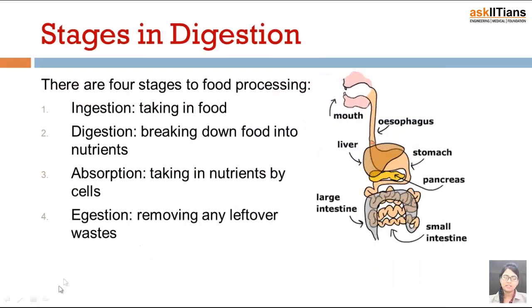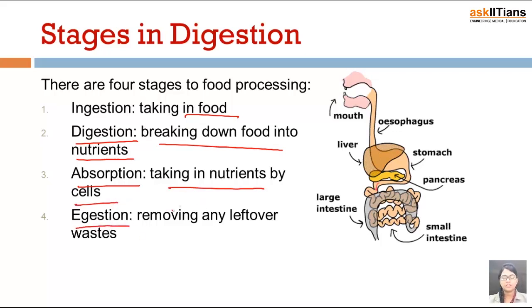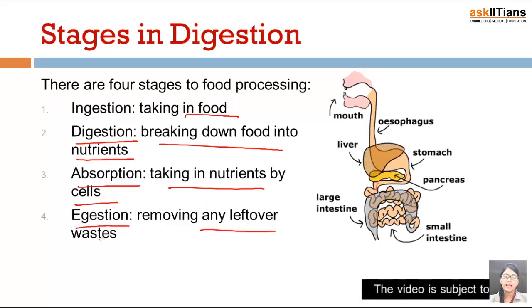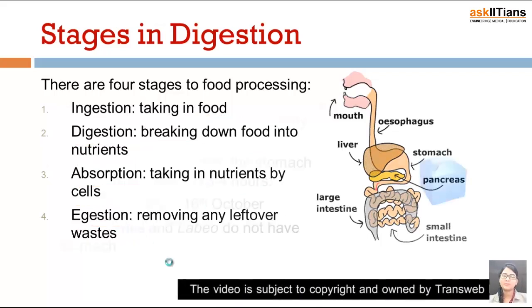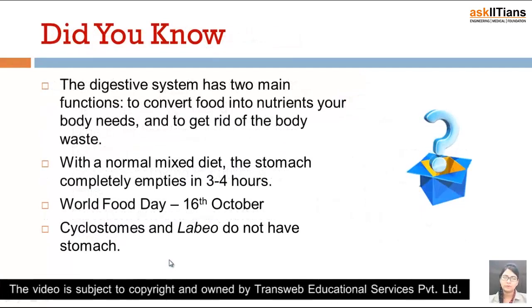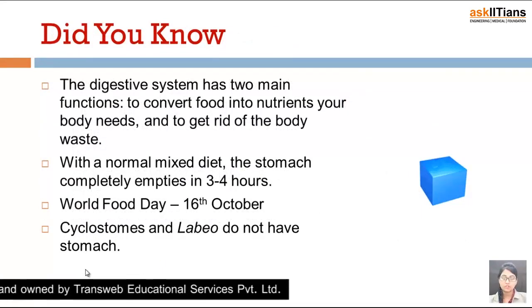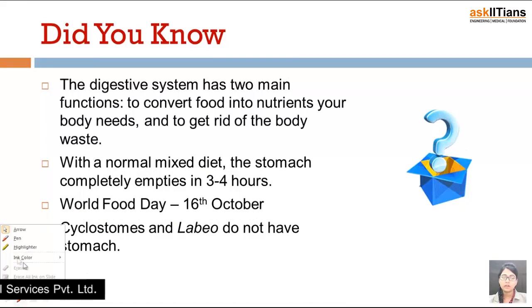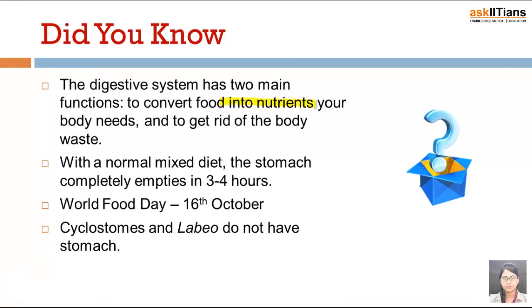Stages in digestion. First is ingestion, that is taking in of food. Second is digestion, breaking down food into nutrients. Third is absorption, taking in nutrients by cells. So cells are absorbing. Then comes egestion, that is removing any leftover wastes. Do you know the digestive system has two main functions? First is converting food into nutrients and second is getting rid of the body waste.